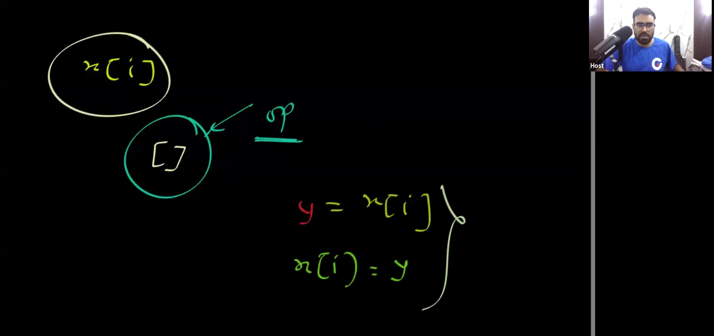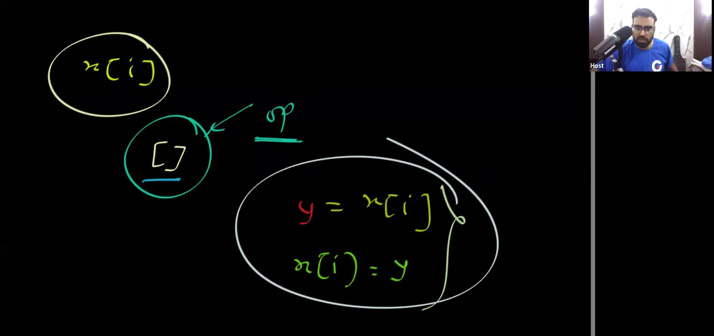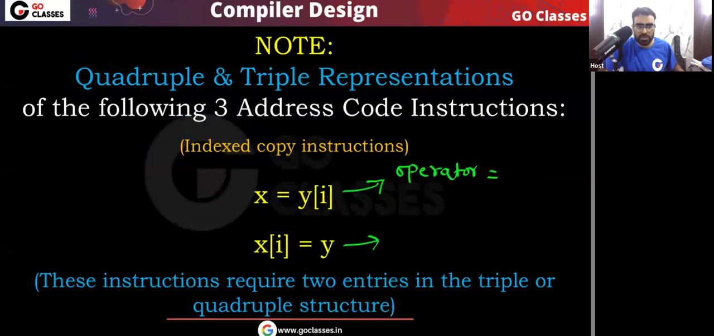But I told you that there are two situations. Either this indexing, this operator, can be on the right side, or this operator can be on the left side. So to distinguish whether this operator is on the left or right, we use two separate symbols. Because this indexing is on the right side, let me tell you, here we use this symbol. Let me write it here, we use this symbol like this. Is this clear?